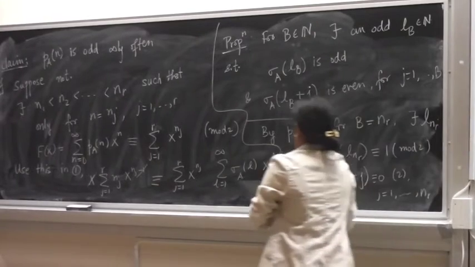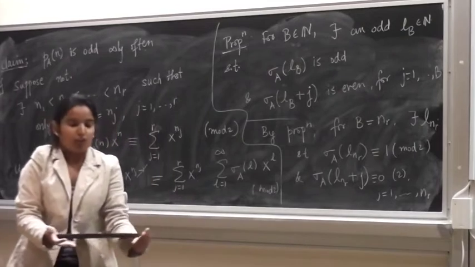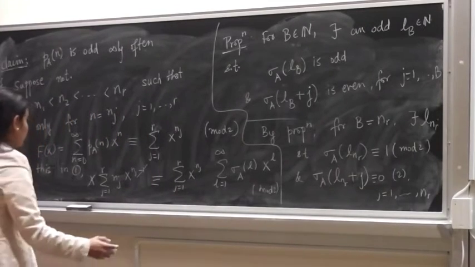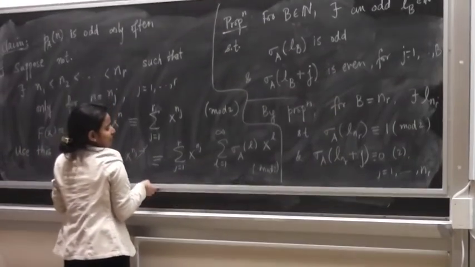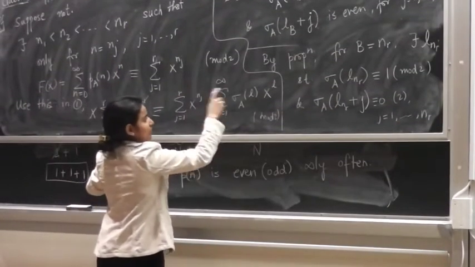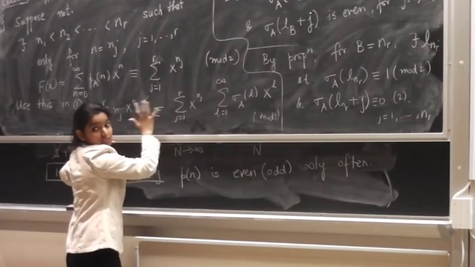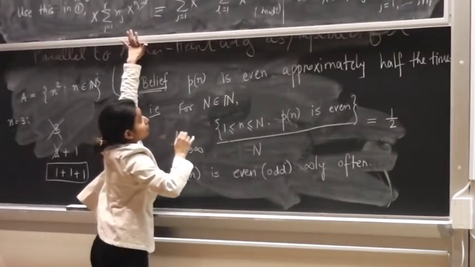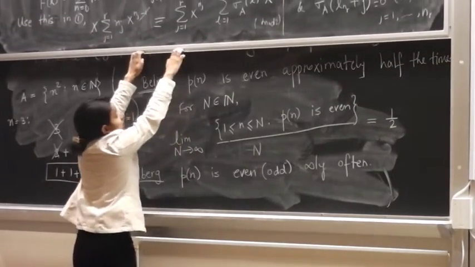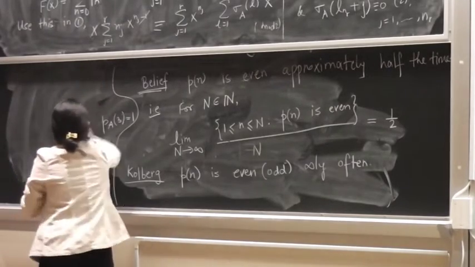And once you see that, you look at this again and you compare the coefficients of some large power of x, so that over here you get 0 because the power is large enough, and on this side, because of this condition on sigma, you are able to show that this is odd. So you can't have a number which is odd and even at the same time, and that's a contradiction. So let me just write that.